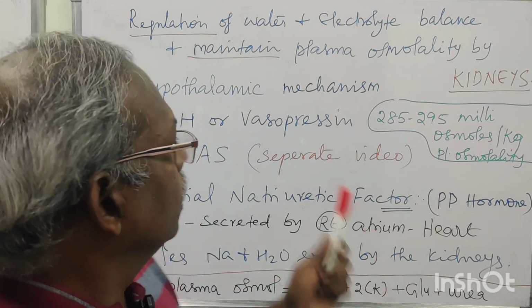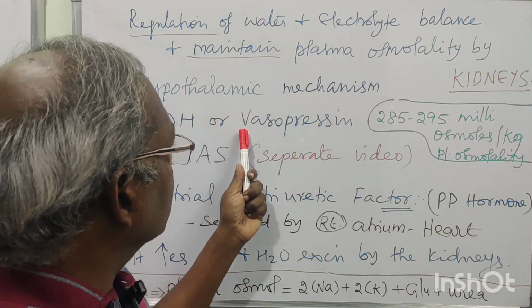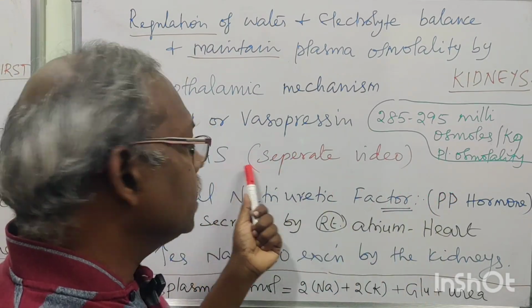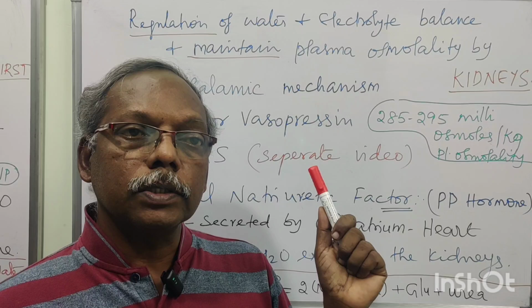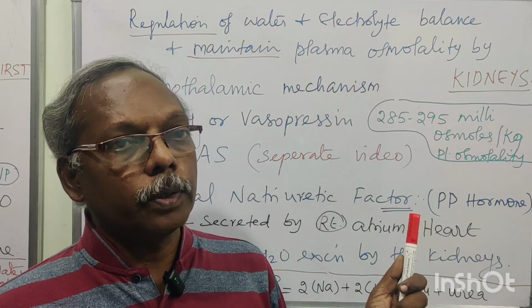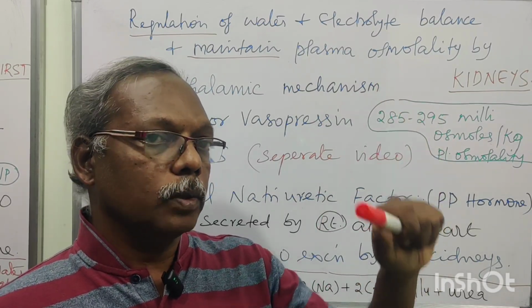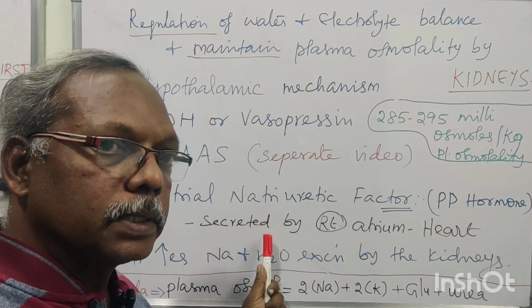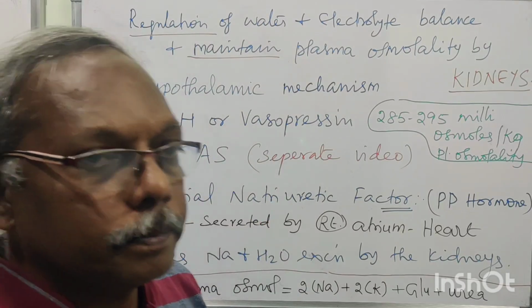Hypothalamic mechanism and ADH we will discuss in the next class. Renin angiotensin aldosterone system we have already uploaded as a video. Please go through it and follow the 5-mark notes. For atrial natriuretic peptide, these 2 lines are enough.